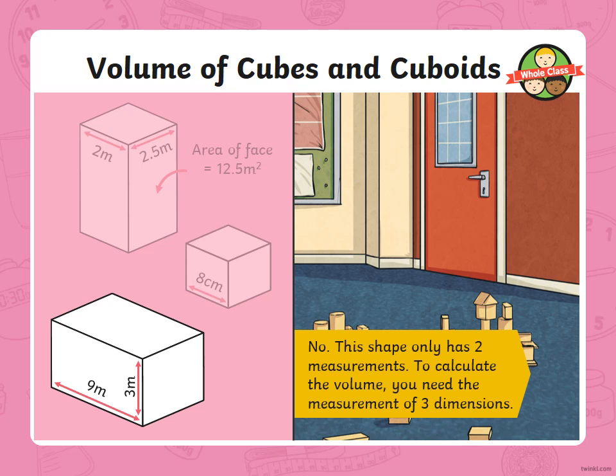Now on to the last. We can work out the area of the face on one side of this cuboid, but we don't have enough information to work out the volume. We know that 9 times 3 is 27, and that tells us the area of one of the faces, but we need to know a bit more to be able to work out the volume. So no, we can't work out the volume on the third shape, only on the first 2. Well done if you managed to get those.